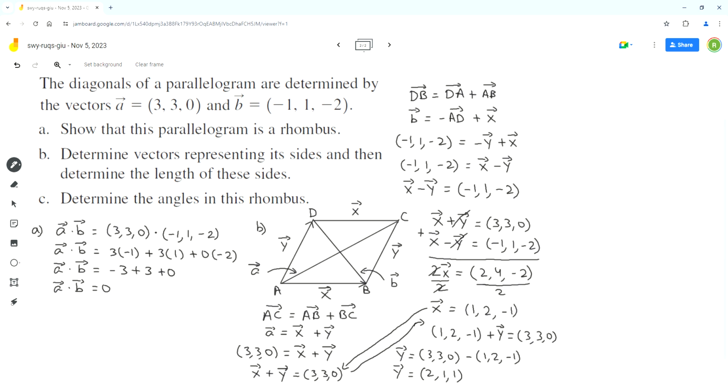Now we also have to find the length of the sides. In a rhombus, all four sides have equal length. So if we find the length of one of its sides, that will be the length for all of its sides. So for that, we can find the magnitude of either vector x or y. So we can use vector x.